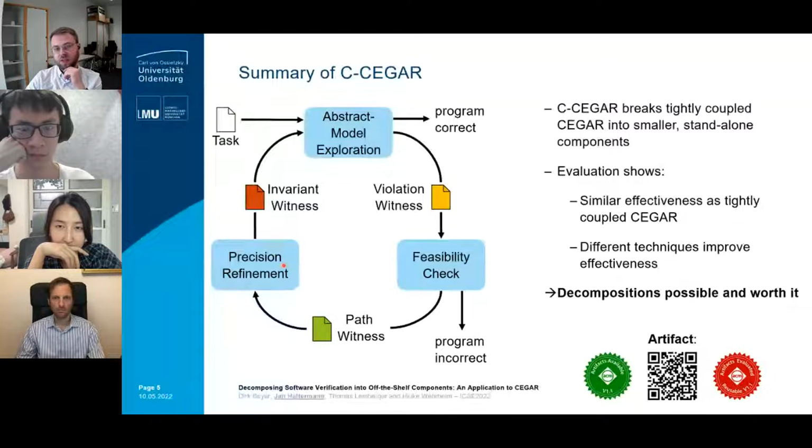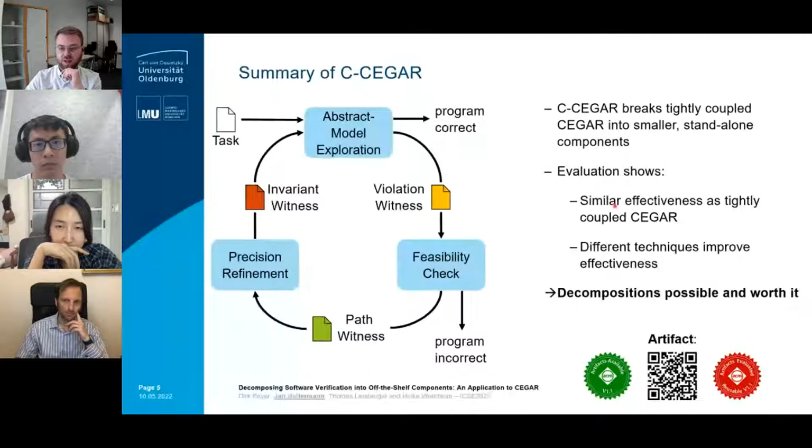So to sum up, what does CEGAR decomposition do? It breaks the tightly coupled CEGAR schema into small standalone components. We showed that, on the one hand, it has a similar effectiveness as the tightly coupled one, and that different techniques which exist and can be used off the shelf improve the effectiveness. As a take-home message, I can say decomposition is possible and worth it. Just try it. For trying, we provided a reusable artifact, and you can find it at this link. It is also linked on the website and in the small teaser. So if you want to play around with that, try it on your own, implement your own tools. That's easily possible now. Thanks for your attention. I'm happy to answer questions.